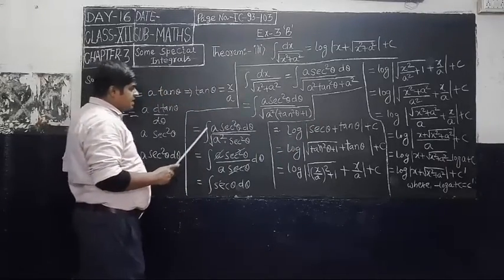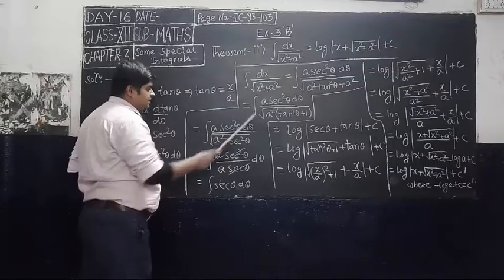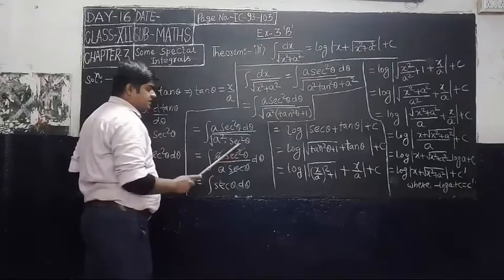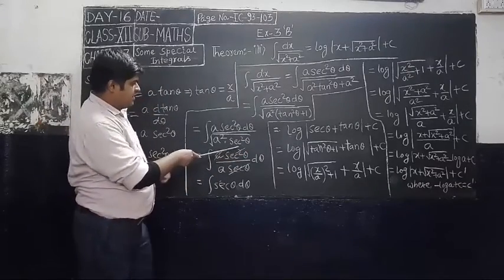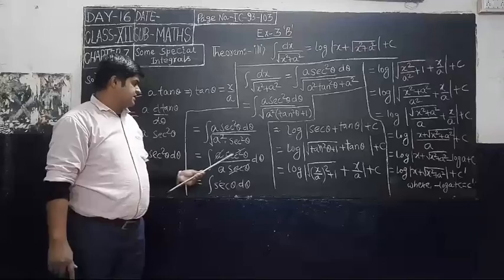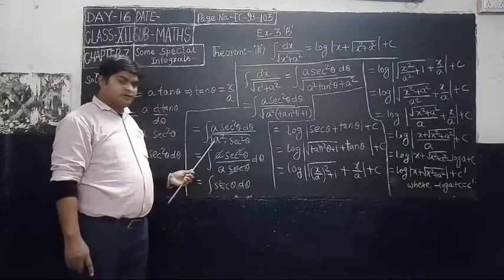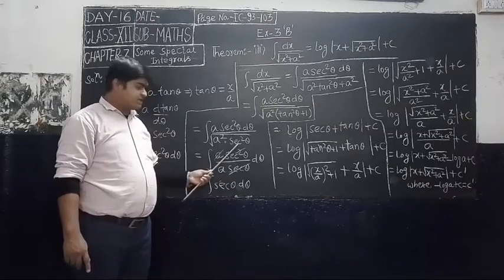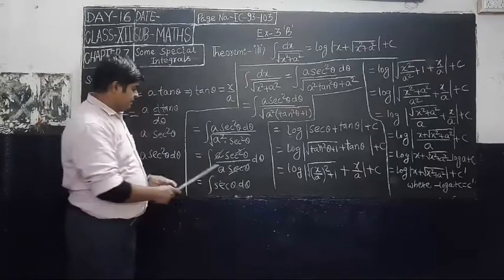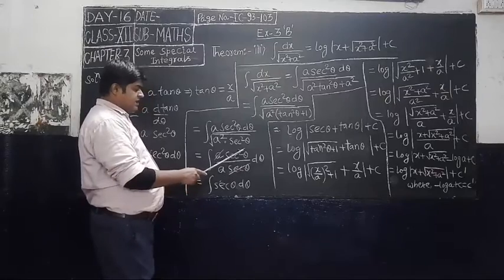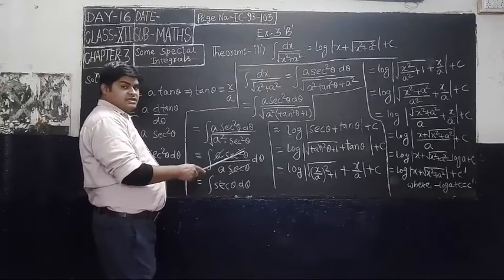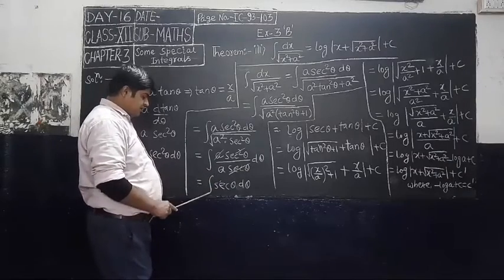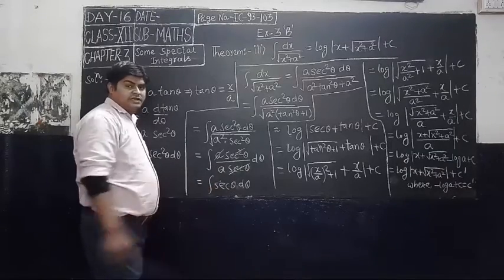Now this becomes integration a sec square theta d theta by under root a square, and you know 1 plus tan square theta is equal to sec square theta. Under root a square becomes a, and under root sec square theta becomes sec theta. So a cancels out, and sec square theta by sec theta, one sec theta is cancelled out, d theta. So the left term is integration of sec theta d theta.